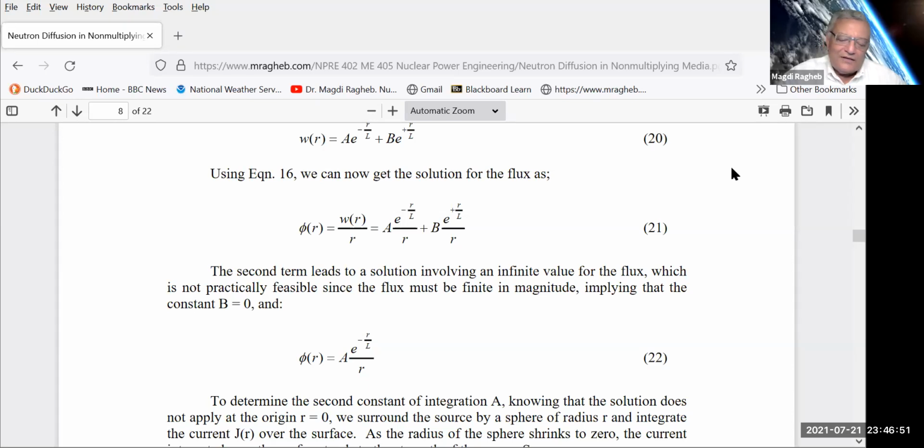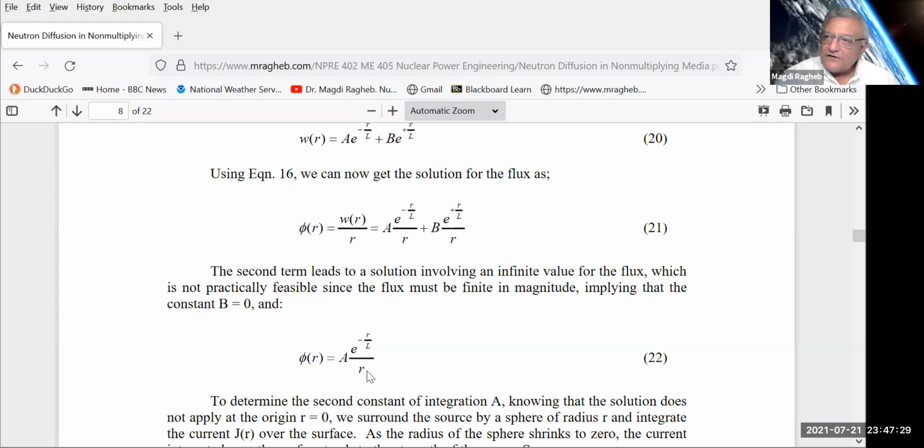So what do we do? We adopt a real life solution. That's why engineers can call themselves applied mathematicians. We deal only with the real world solution. So in that case, immediately we can say that B here, the growth solution, does not exist. And we drop that B. Basically, we say that B is 0. And the solution for the flux for our source of neutrons of strength S in an infinite medium is equal to a constant of integration A, times e to the minus r over L, over r.